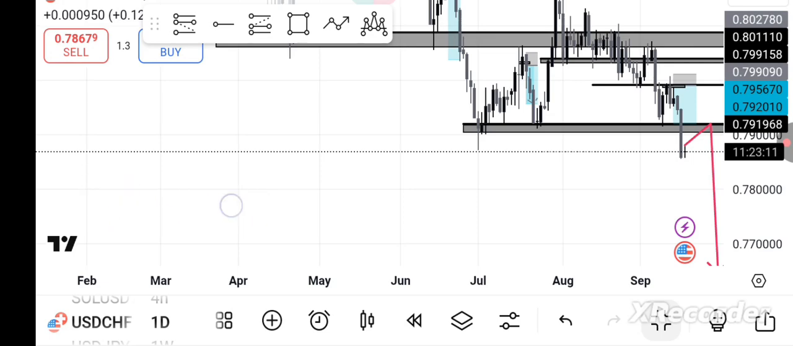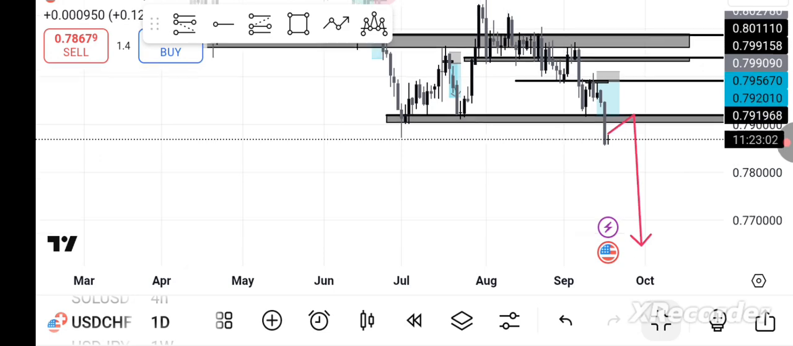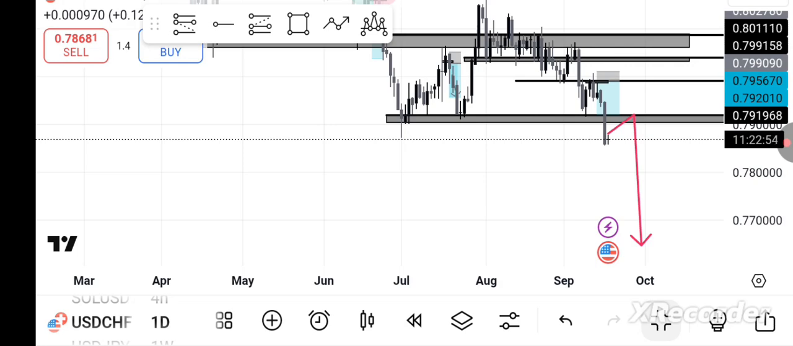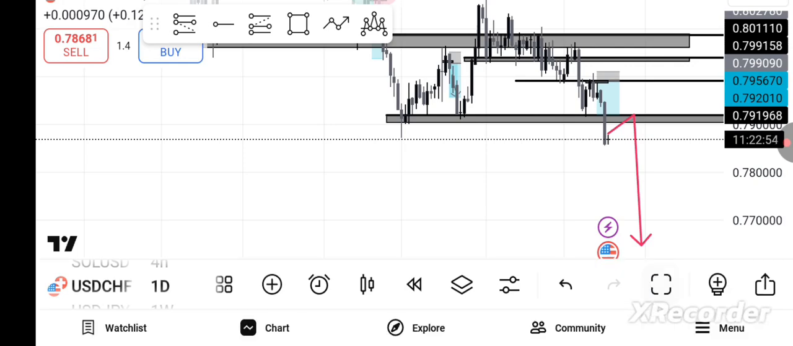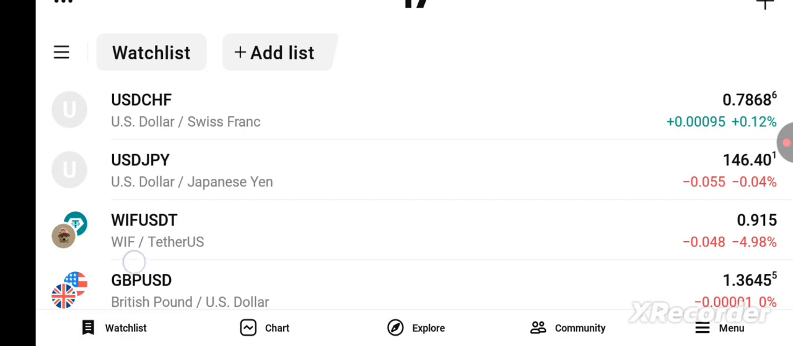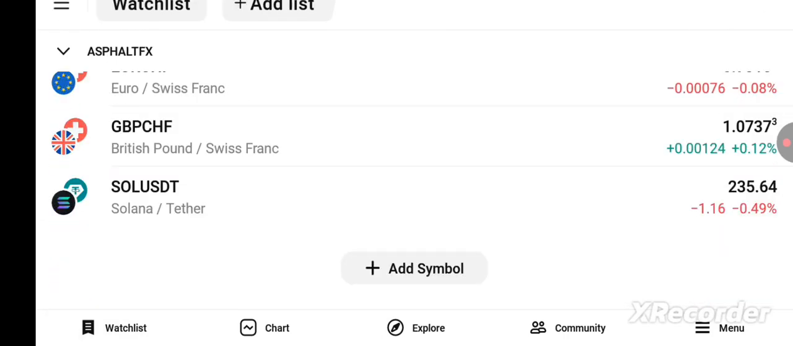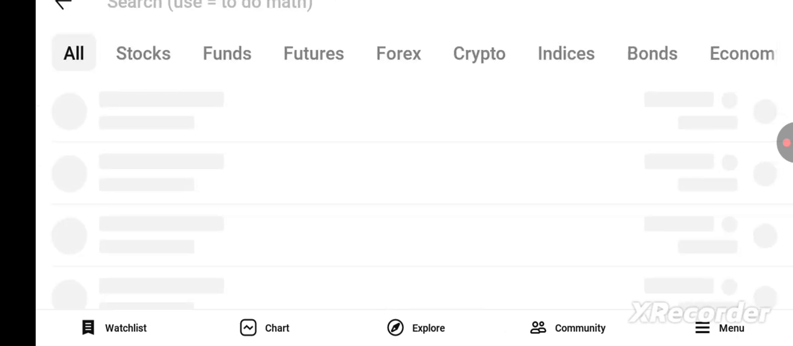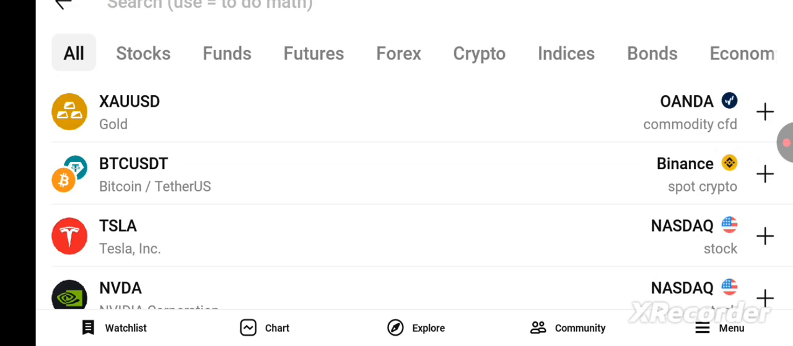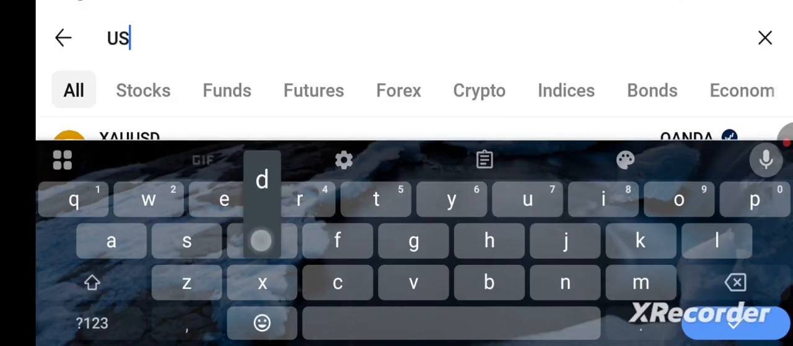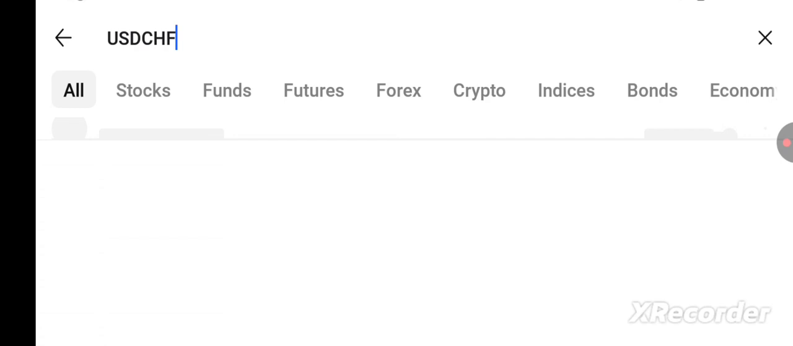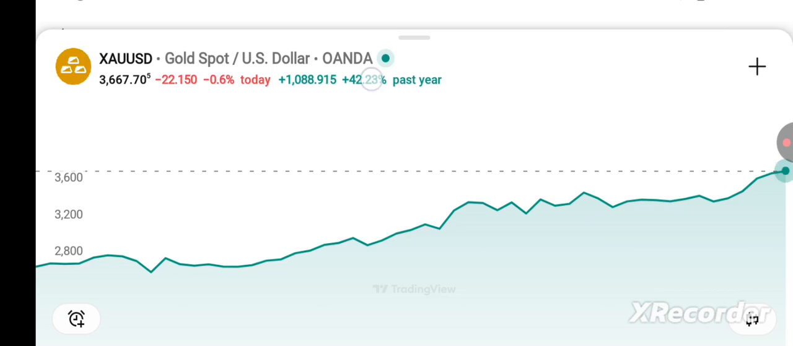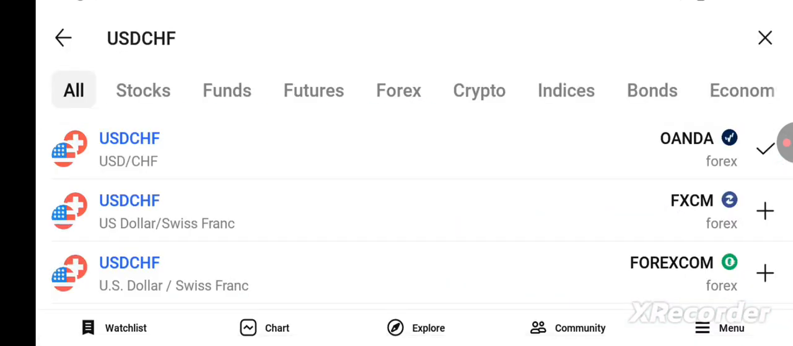You should be getting started right now. As you can see, all my drawings are here. Better still, let me make use of a clean chart for you guys to understand. USD CHF. Okay, maybe I should use this FX here.